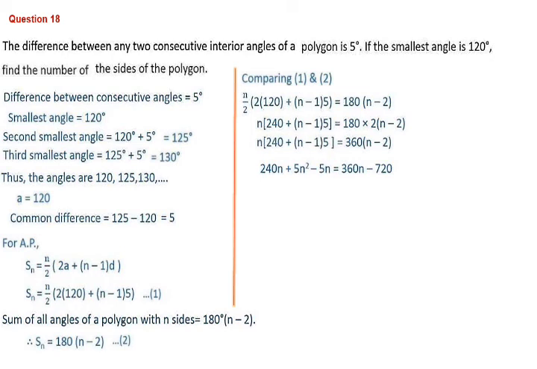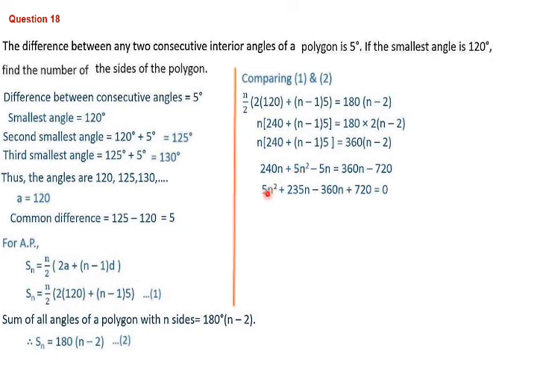Once again, this n into 240, 240n, quite simple. Then n into 5, that is 5n. That 5n you multiply with this n, that is 5n square. Then n into minus 1 is minus n. Minus n into 5 is minus 5n. If you feel difficulty, just write one more step. Remove this bracket first, then go with multiplying n. 360 into n is 360n, minus 360 into 2 is 720.